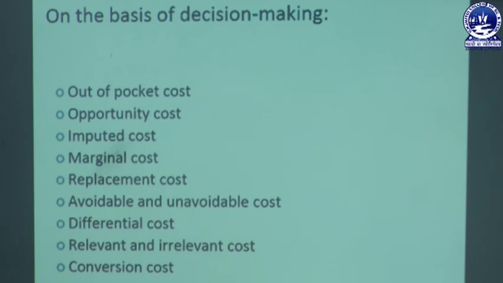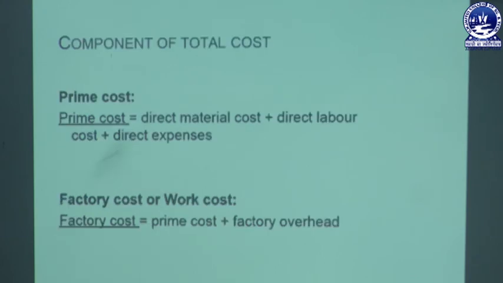is known as differential cost. Then the relevant cost, which is directly related to a particular product or providing a service, that is relevant cost. And the next one is irrelevant cost, which is not directly associated with producing the product. Conversion cost means the cost incurred for producing a product from the primary stage to the complete end product, that is known as conversion cost.